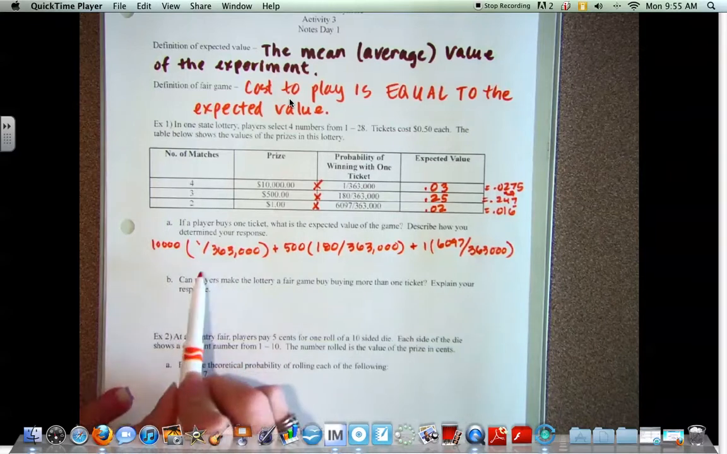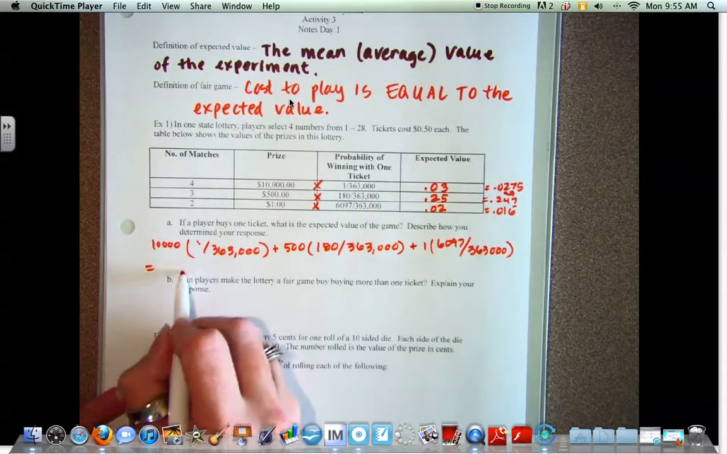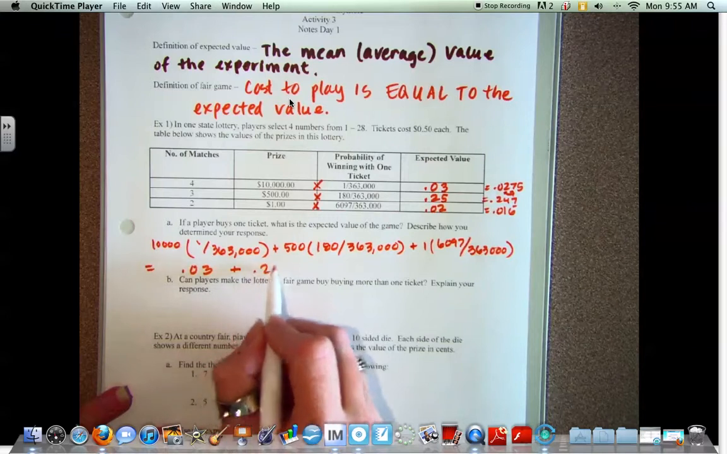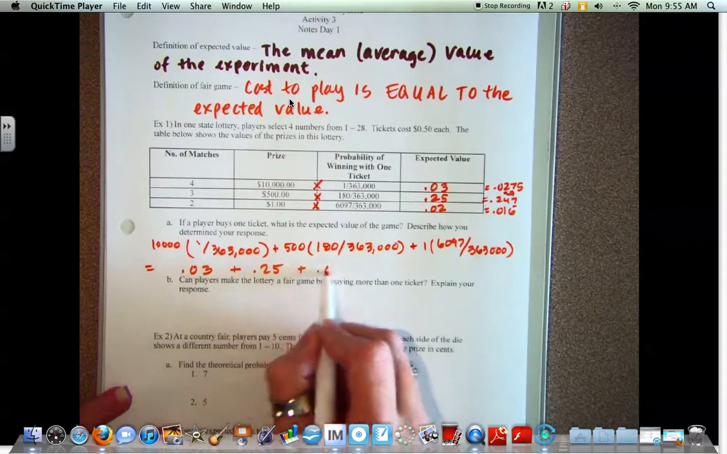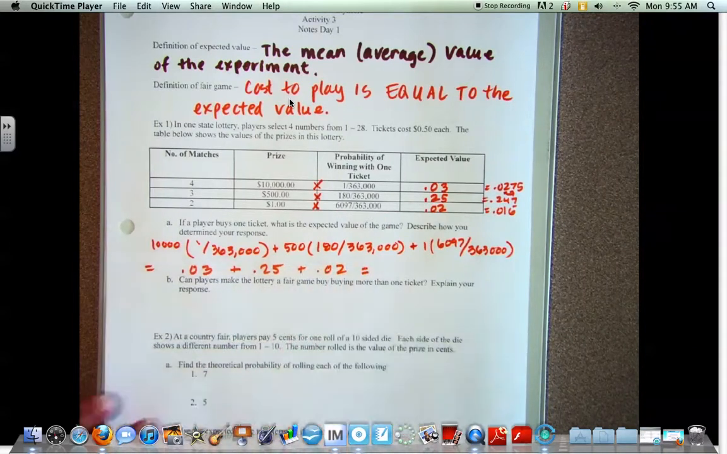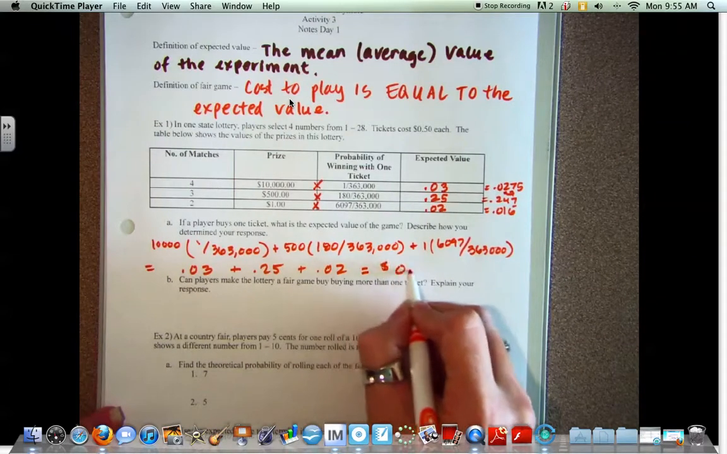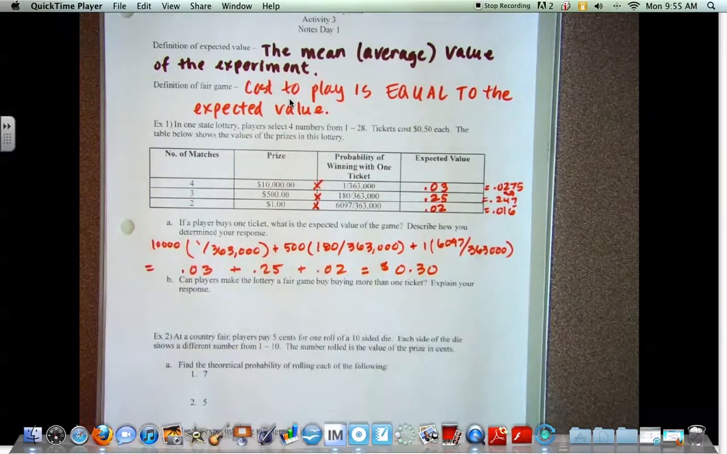All right, so this gave us 0.03 plus 0.25 plus 0.02. So what is our expected value? 0.3. It is 0.3, or 30 cents.